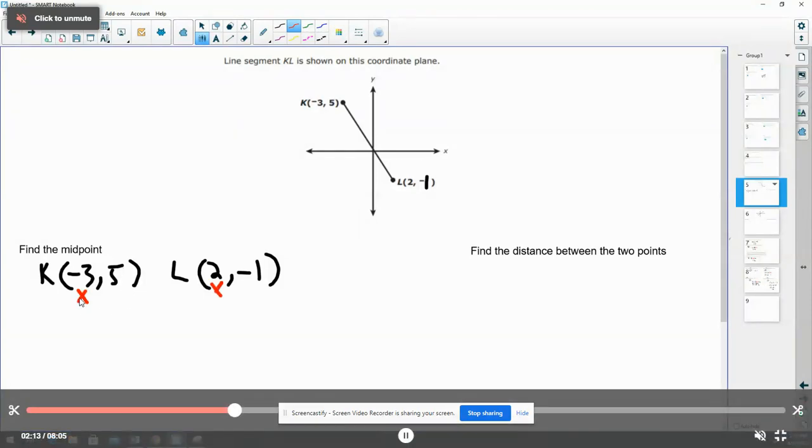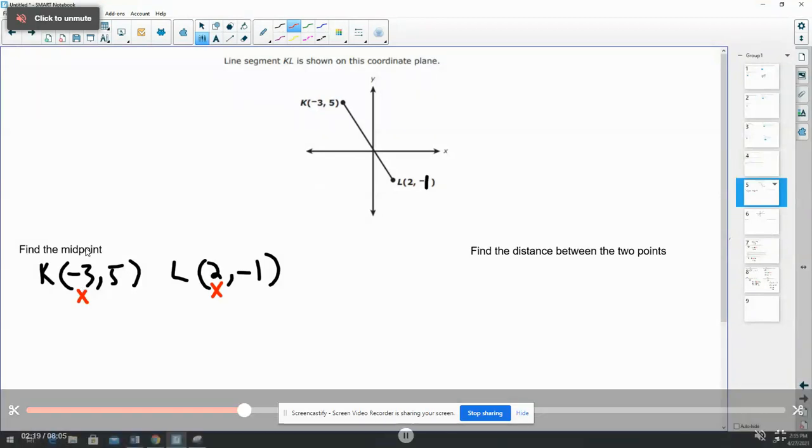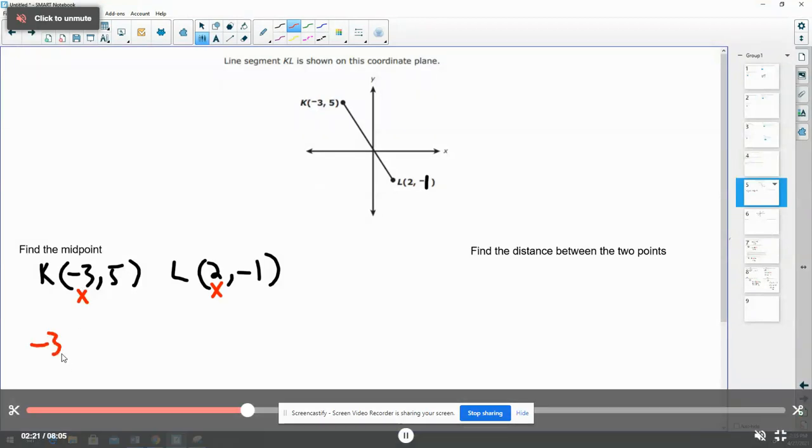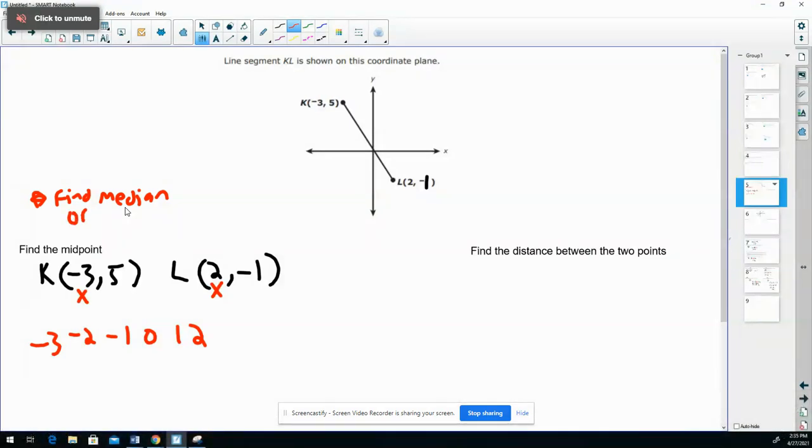and we have our x values here, which are -3 and +2. So to find the midpoint, we're really finding the median between these two numbers. So we're going to list them smallest to biggest. Our smallest is -3, our biggest is 2. So we go -3, -2, -1, 0, 1, 2. And again, we're going to find the median, or the middle number. So we'll do it for x, and we'll do it for y.